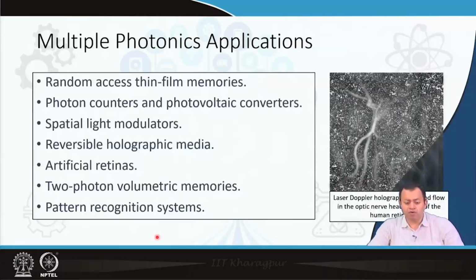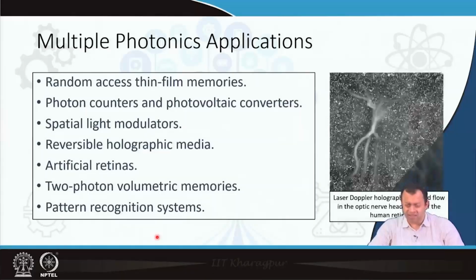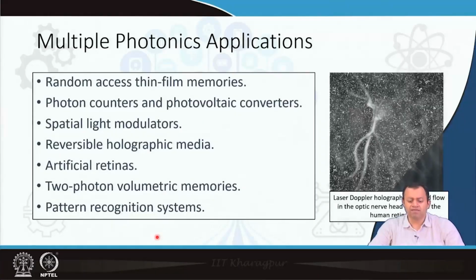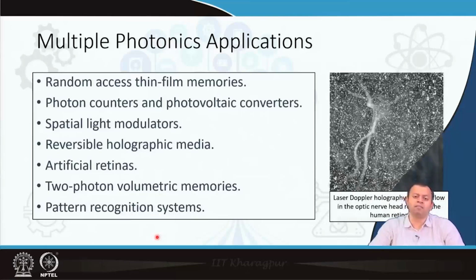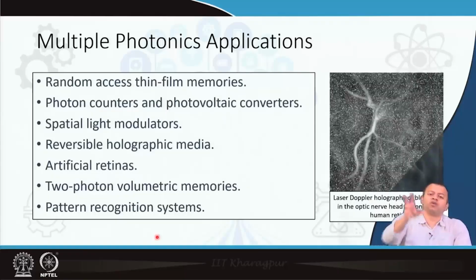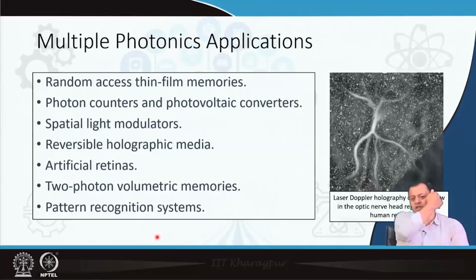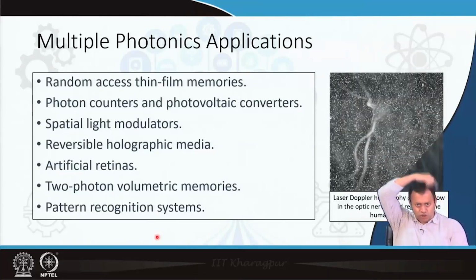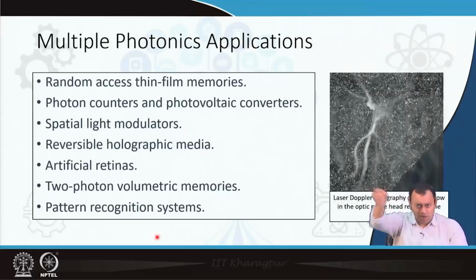We have multiple photonics applications of them. We can have random access memory, thin film memories, photon counters and photovoltaic converters. How many photons have been hitting this particular area? How many photons hit your retina for it to convert a particular message that you see, the total number of photons required.